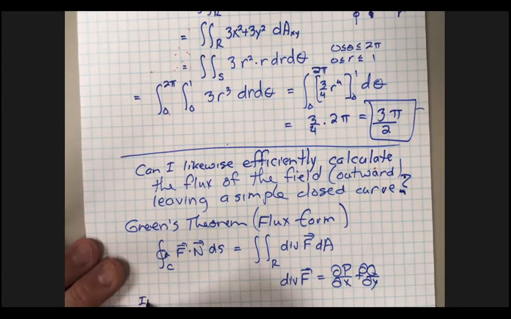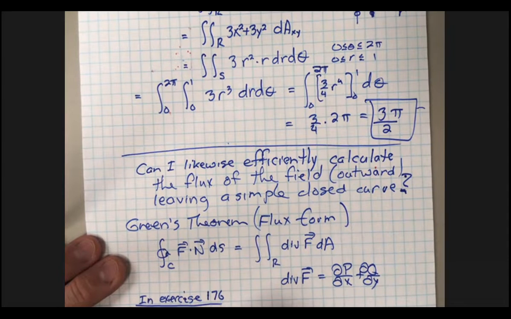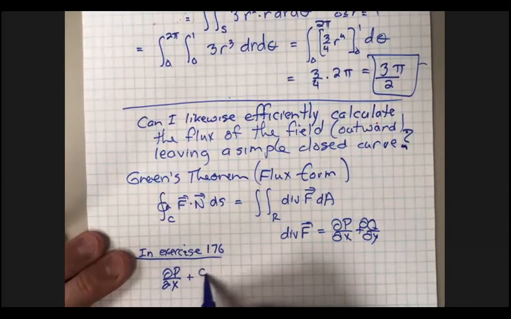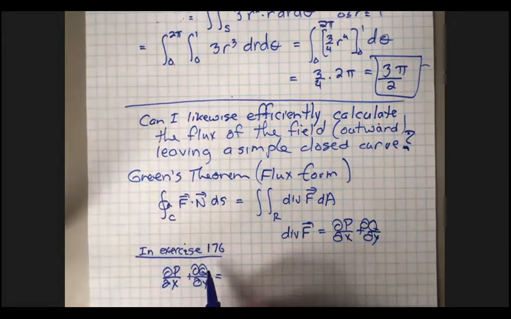But in our current example, and they did not ask us to calculate this, I'm just adding this, in this current exercise of 176, I can do this very simply by calculating partial P partial X plus partial Q partial Y. Get my field back on screen.